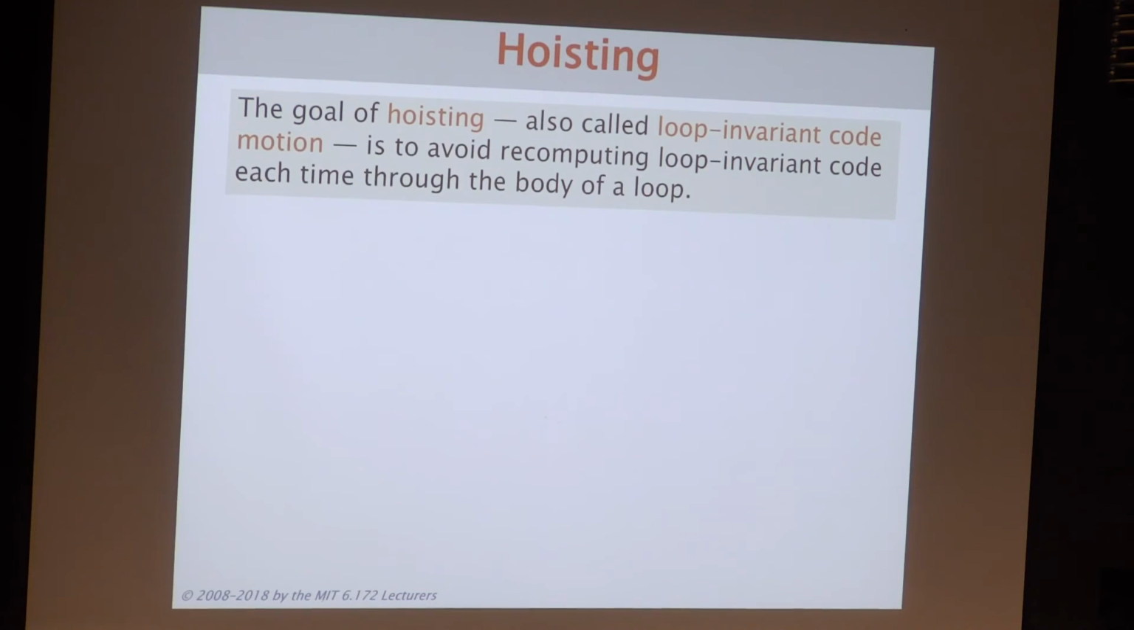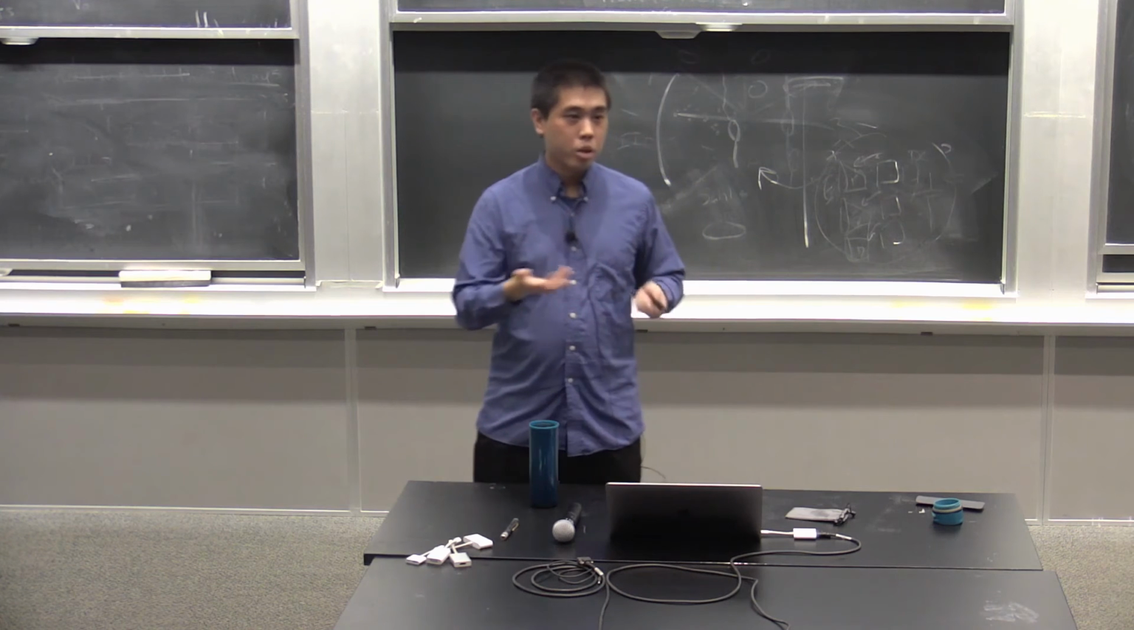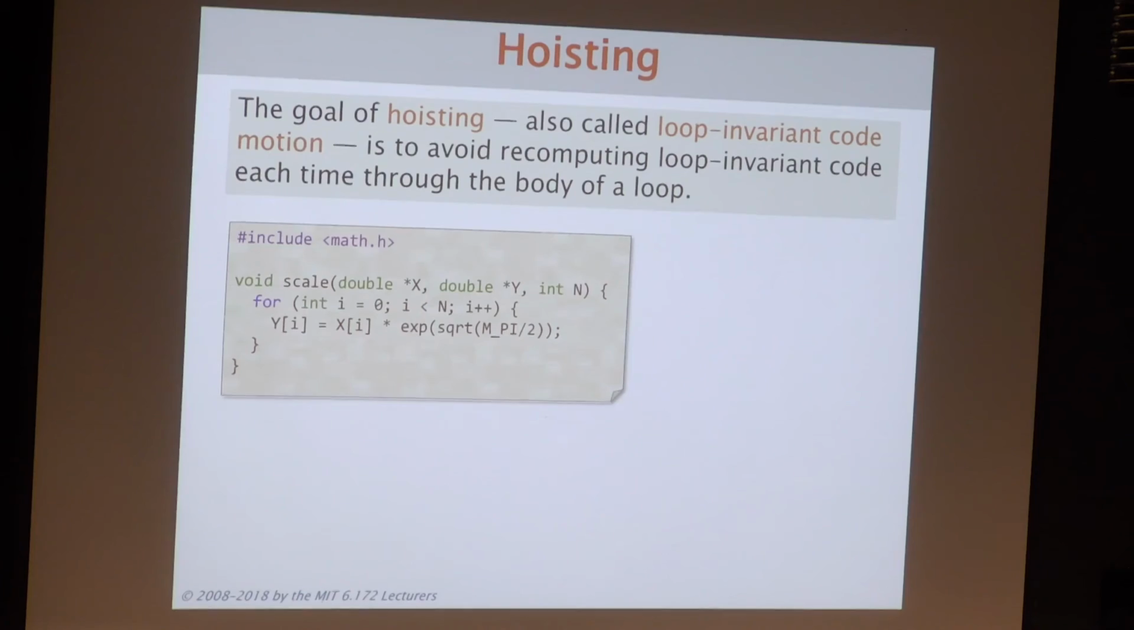The first loop optimization I want to talk about is hoisting. The goal of hoisting, which is also called loop invariant code motion, is to avoid recomputing loop invariant code each time through the body of a loop. So if you have a for loop where in each iteration you're computing the same thing, you can save work by just computing it once. In this example, I'm looping over an array of length n, and then I'm setting y of i equal to x of i times the exponential of the square root of pi over 2. But this exponential of the square root of pi over 2 is the same in every iteration, so I don't have to compute it every time.